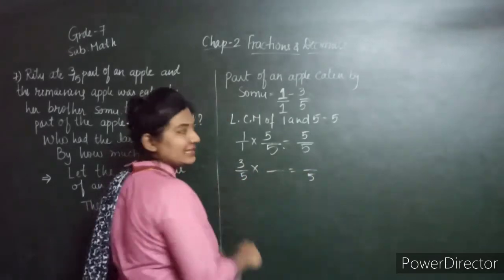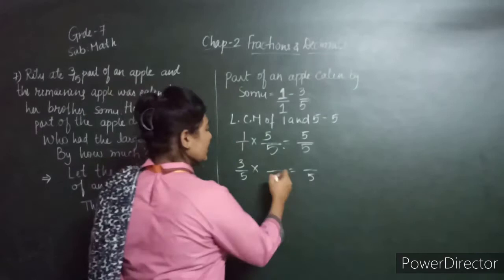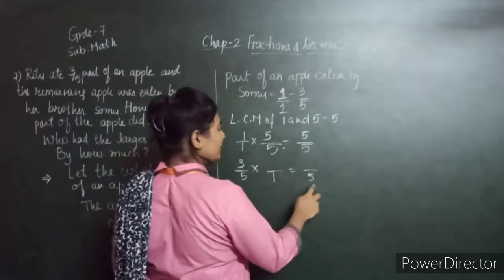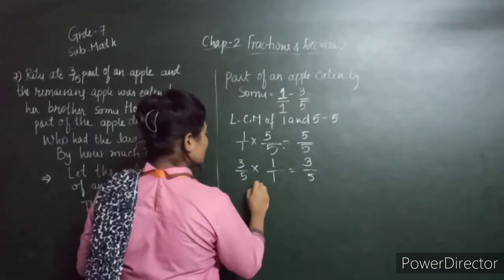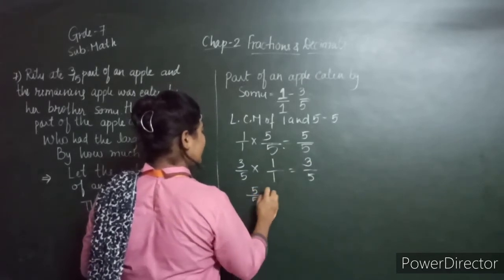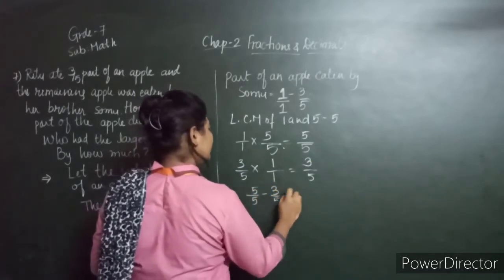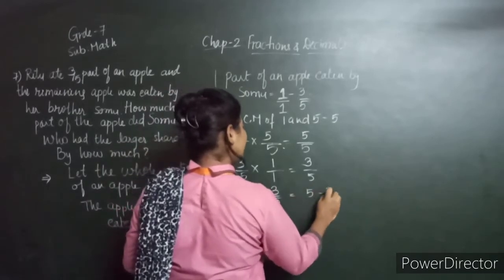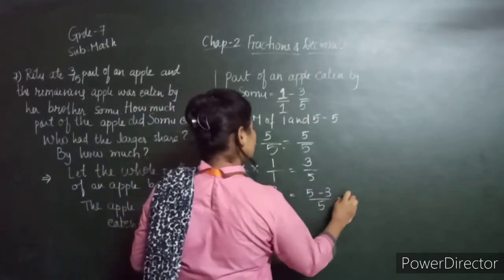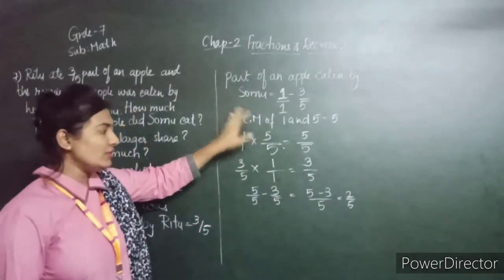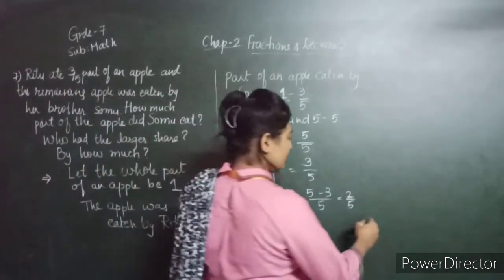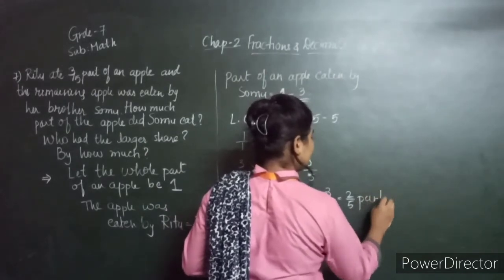Here 5 is there in the denominator. So here we have to multiply it with 1. We get 5 here. So here also with 1. So 5 upon 5 minus 3 upon 5. So here 5 minus 3 upon 5. So the part of an apple eaten by Somu is 2 by 5 part.